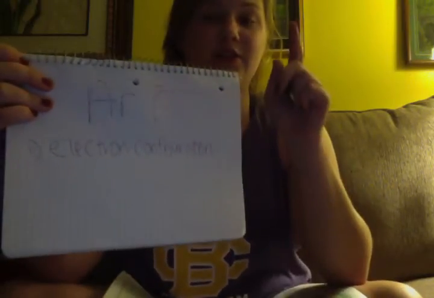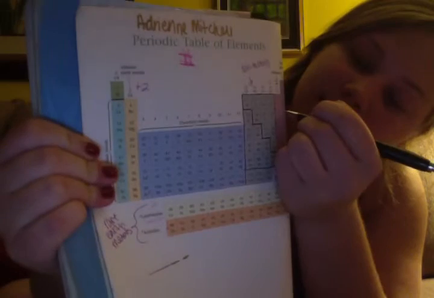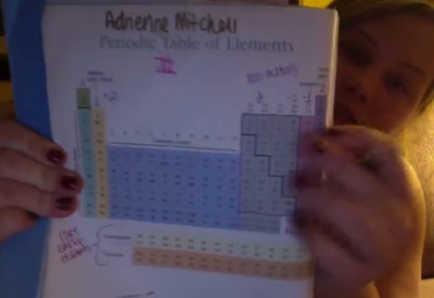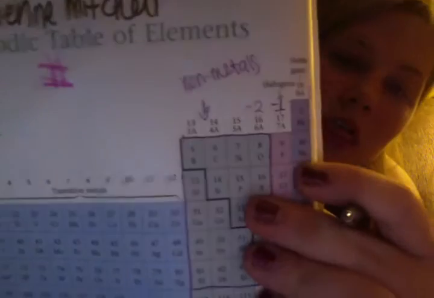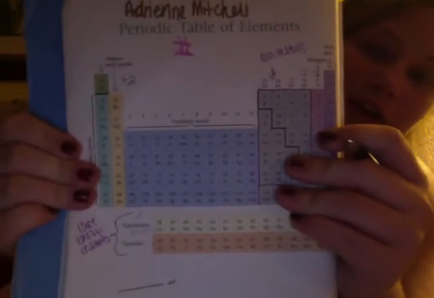The first thing you have to do for your electron configuration is locate the element. So you take your periodic table and you locate argon, AR, right there. Alright, and then you start like you're reading a book and you go from left to right. So it would be like that, and you go all the way to argon.